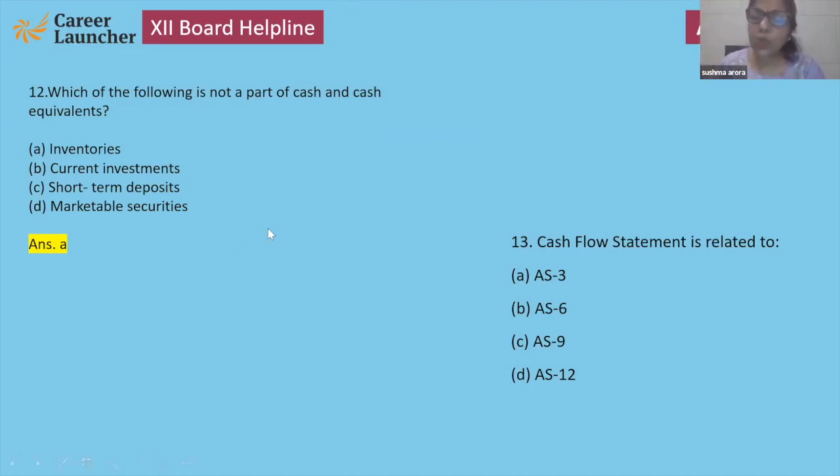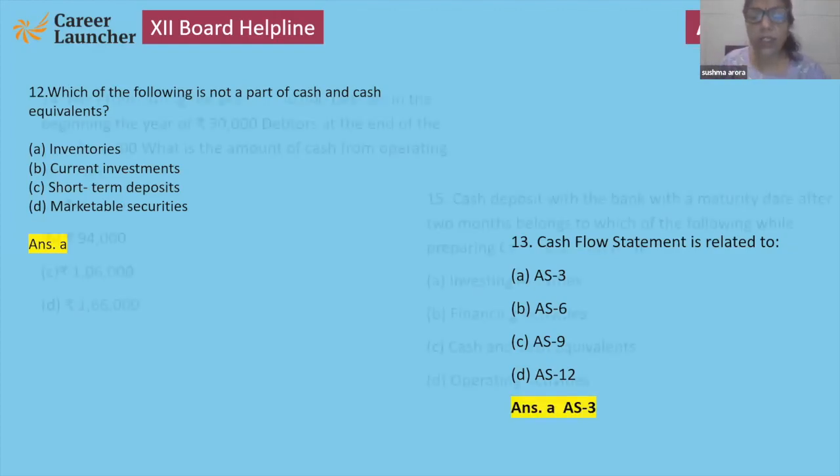Yes. Now this question, cash flow statement is related to which accounting standard? Yes, children. According to you, what will be the answer? Cash flow statement is related to which accounting standard? Yes, AS3. Okay. Yes, answer AS3.